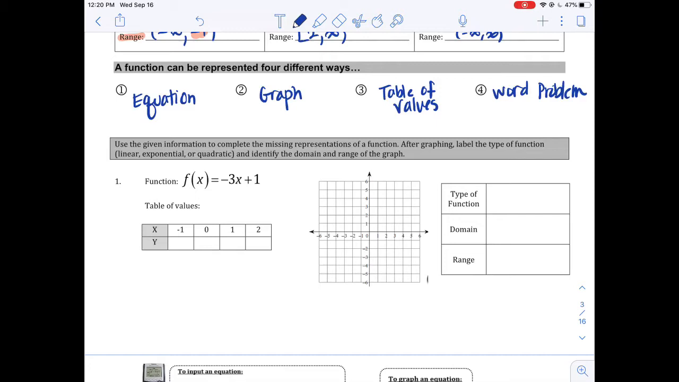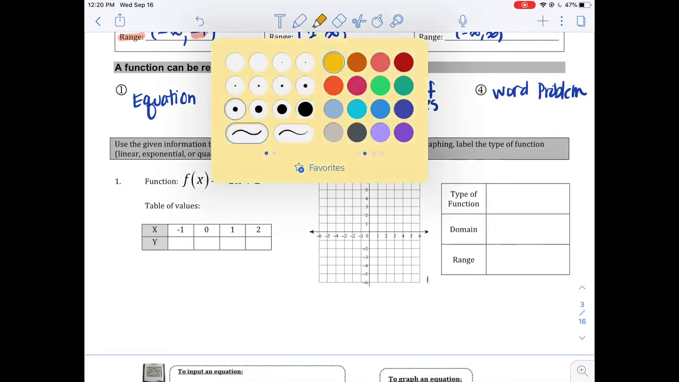Okay, so now what's going to happen is we're going to provide you some given information, and we're going to complete the missing representations of the function. And we're also going to start learning how to graph. So here we go. Example 1. Let's look at this guy.